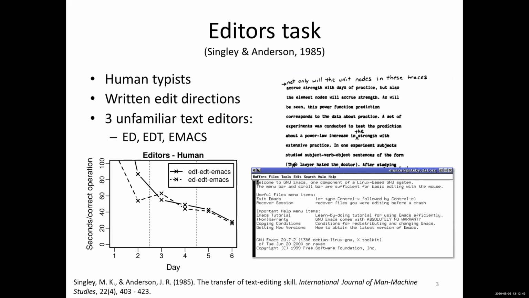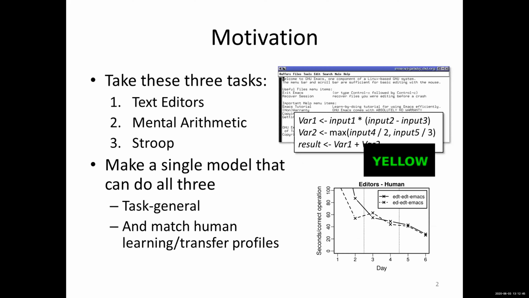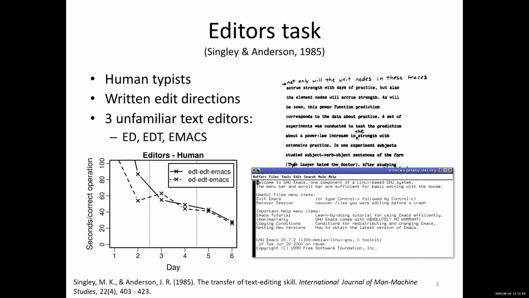I will be going through these 3 tasks for this talk because the goal is to make a model of these 3 tasks specifically for this example. So I'll explain each of these tasks in a little bit more detail before diving into how you might model these. So, the editor's task. This was an experiment done in the 80s where you take some human typists that have never used a computer text editor before, and you give them some written edit instructions on a piece of paper that say, take the text and do these edits, add a line here, remove a line there. And then you set these people in front of some unfamiliar text editors they've never used before on a computer. It's like Emacs or EDT or something else. And then you measure how long it takes them to do various tasks.